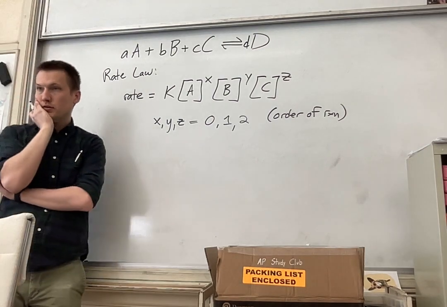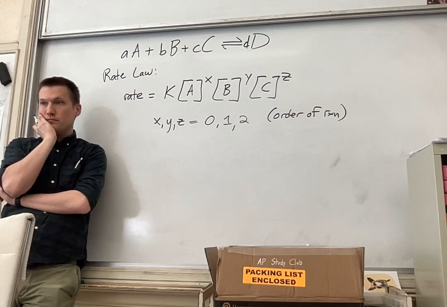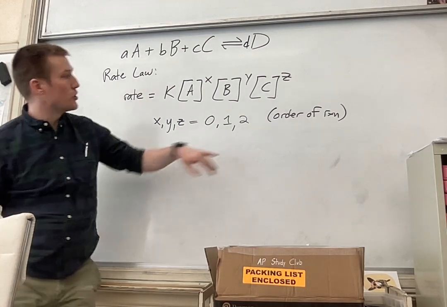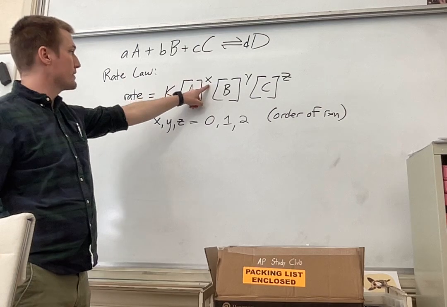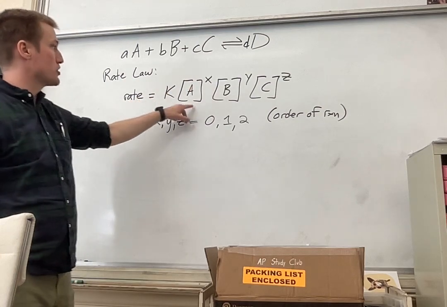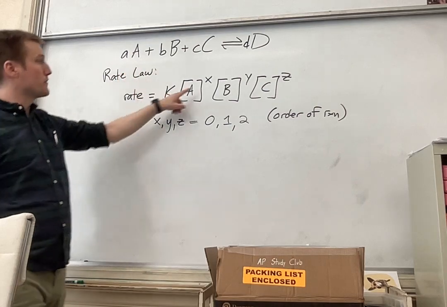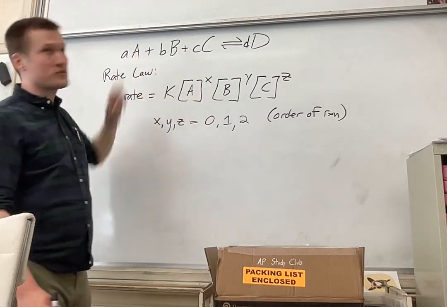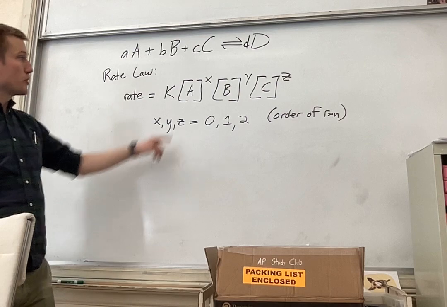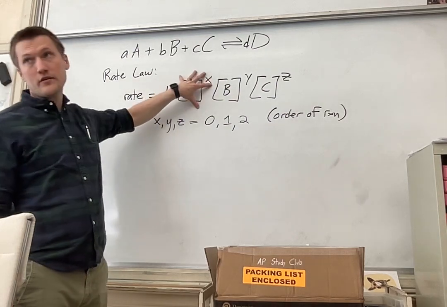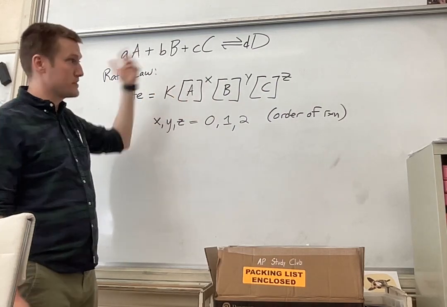You said it's the order of the reaction in terms of what? So, for example, if x was 1, we would say this reaction is first order with respect to reactant A. Or if it's 2, it's second order with respect to reactant A. Or if it's 0, then it doesn't depend on the concentration of A. We say it's 0th order.